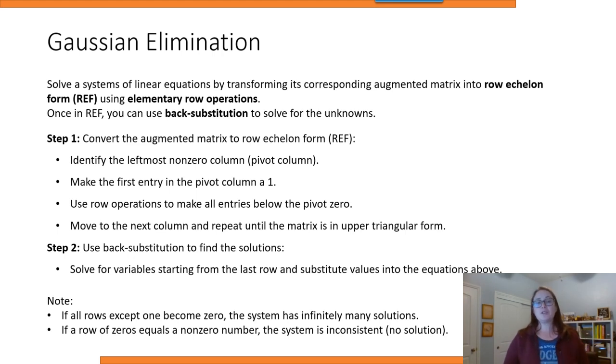And just some notes here. If you get an augmented matrix that has all zeros in one of its rows, all the way across, then that equation is going to have infinitely many solutions. And if a row of zeros equals a non-zero number, so everything to the left of the bar in the augmented matrix is 0, but on the right side I get a non-zero value, then that means there's no solution.